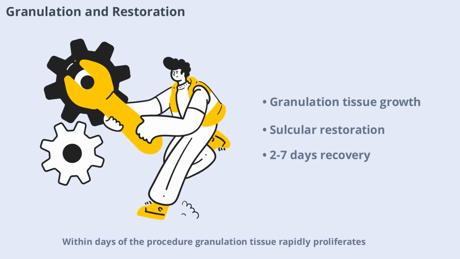Within days of the procedure, granulation tissue rapidly proliferates, and sulcular restoration typically occurs within 2 to 7 days. This phase is marked by active tissue regeneration and the re-establishment of a healthy sulcular lining. Proper oral hygiene during this period is essential to support optimal healing and prevent complications.